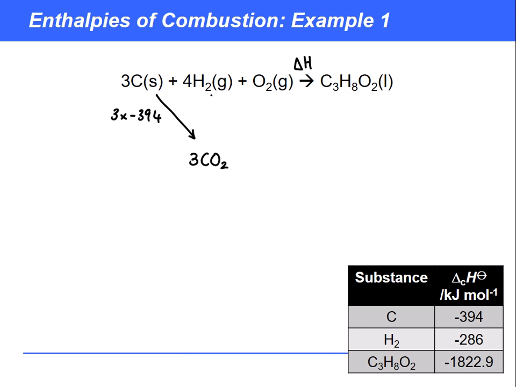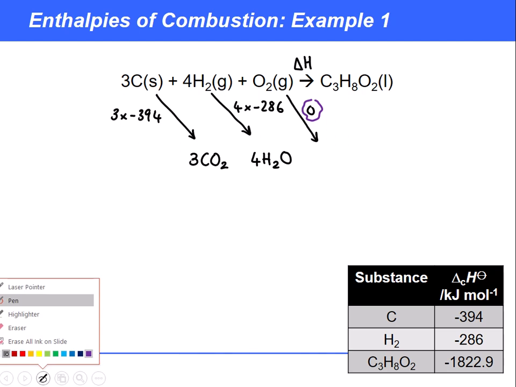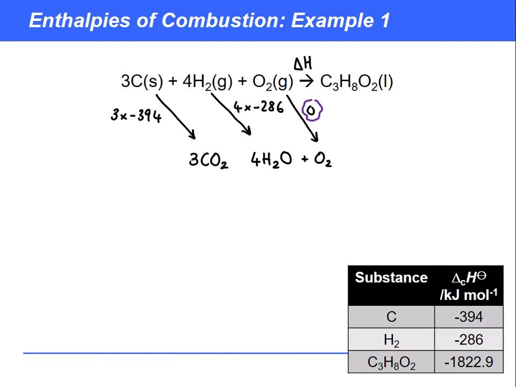Now hydrogen also will combust, and that's going to make water, and this time we're going to use 4 moles of hydrogen. We're going to make 4 moles of H2O, and so we need to quadruple our enthalpy of combustion, which is shown below. Now when it comes to oxygen, the enthalpy of combustion of oxygen is going to be 0. So this one here is going to have a value of 0. But we're still going to have this same oxygen coming down here.